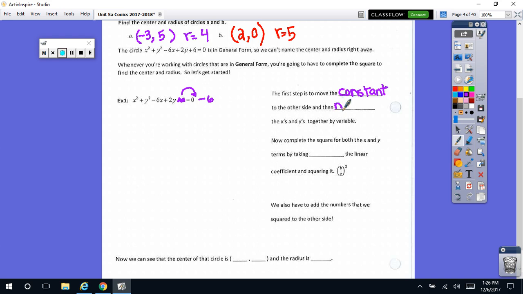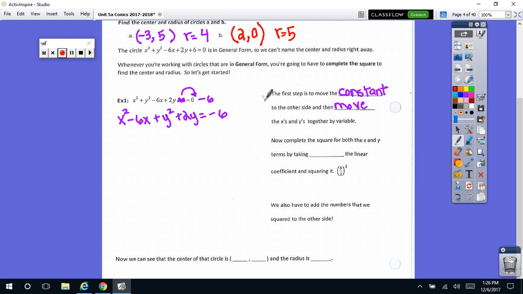Okay, and then we're going to move our x and y's together. So my x is first: x squared minus 6x plus y squared plus 2y equals that -6. Literally I didn't do anything here except move a bunch of stuff around. I moved my x's so they're next to each other, y's so they're next to each other, and I moved my +6 over the equal sign, and it became negative.